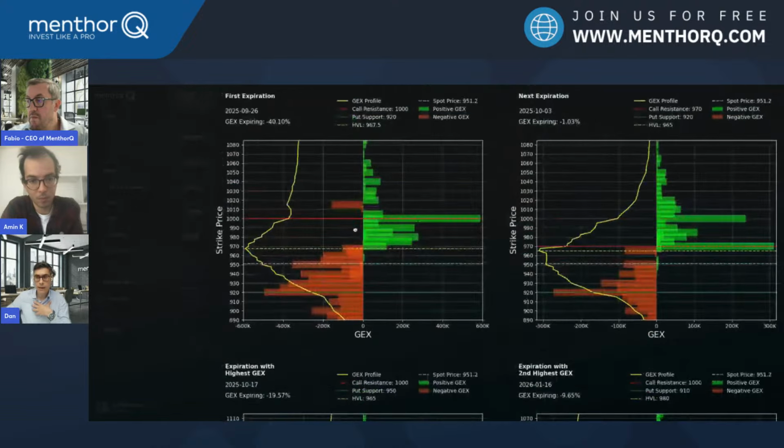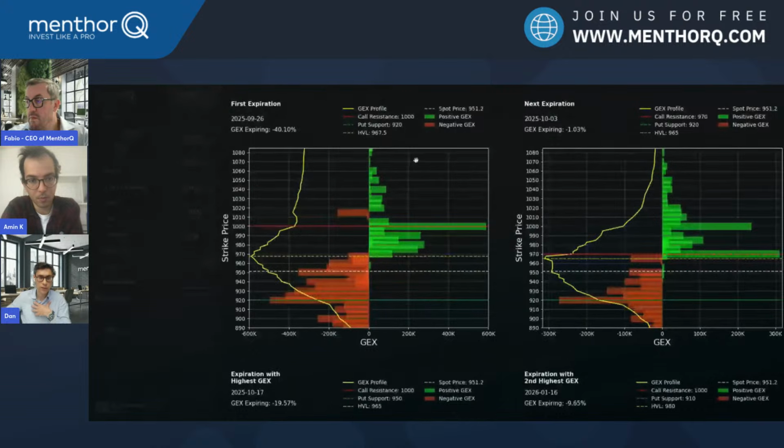For example, this is the next expiration we are looking at. Again, we see the call resistance at 1,000, but we see the put support now. The general put support is a bit higher, and the spot price is squeezed a bit, not in the middle, a bit on the downside. You can see it here. So if we set up something here and something here, we need to see how far that is, and we are most probably going to skew that on the downside.